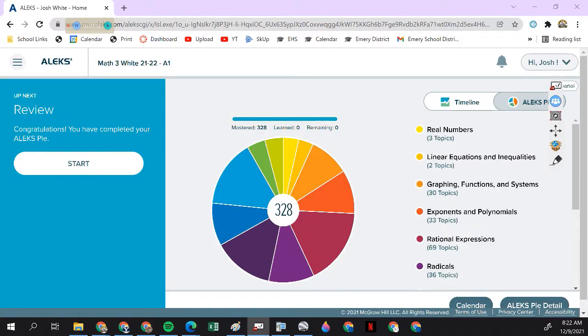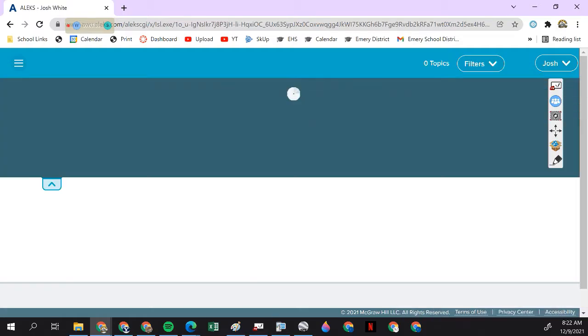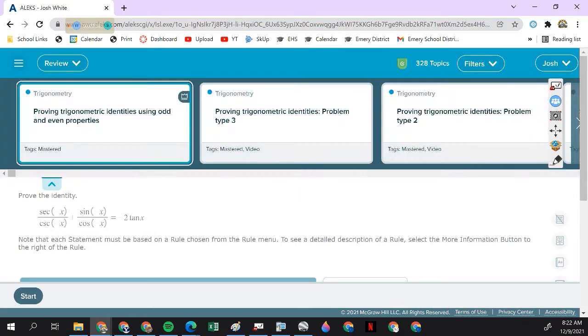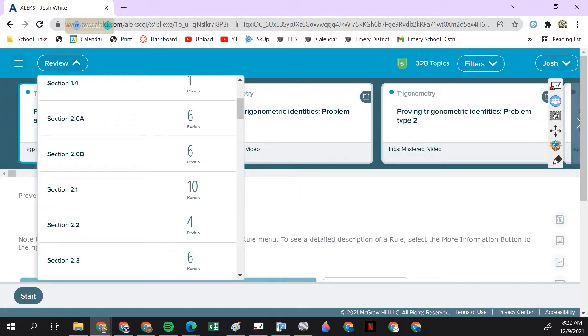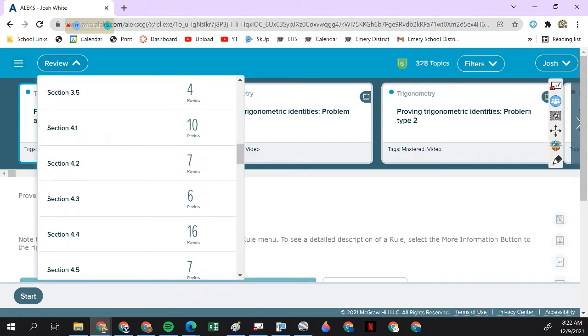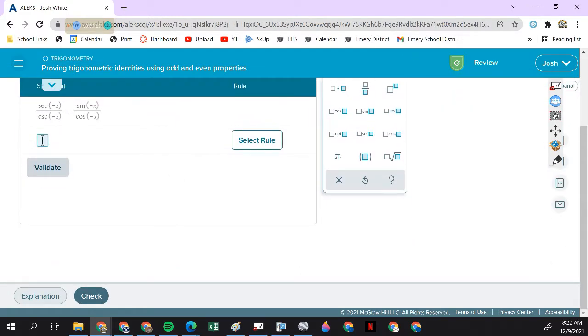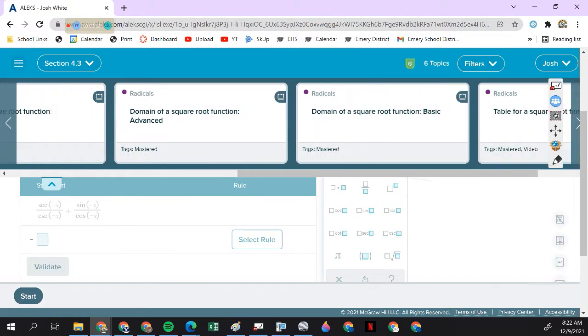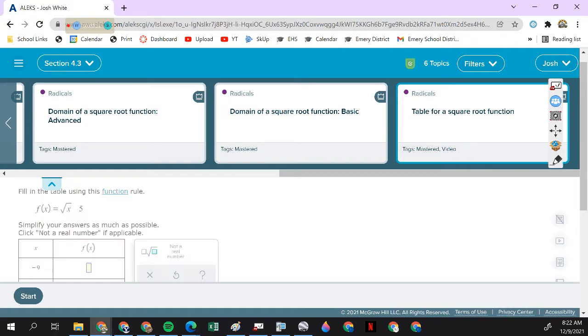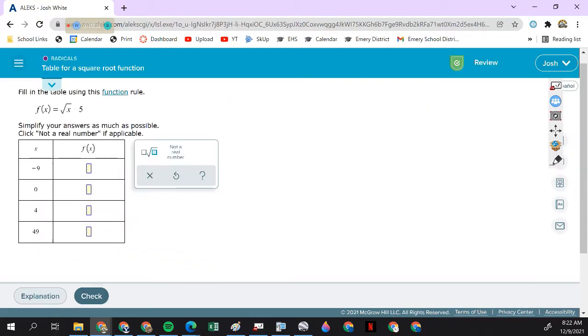This is 4.3. So there are 6 problems. So you need to fill out a table here.